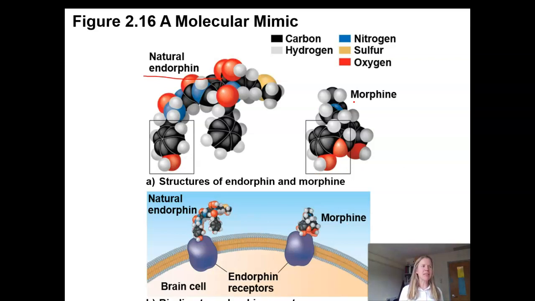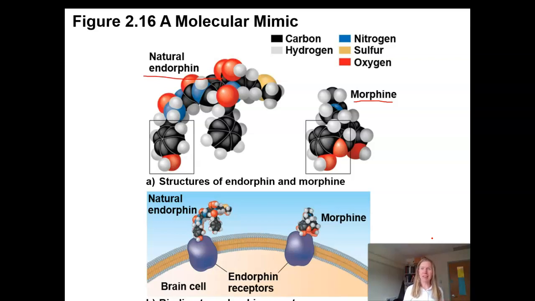Morphine is basically a molecular mimic. Notice how similar these two shapes look. It has enough similarities that it can actually bind to that same receptor in the brain, and so it gives you some of those same feelings, those high feelings. This is how it blocks pain too. This is how a lot of pharmacology is set up: looking at what chemicals the body uses naturally and then trying to copy them.